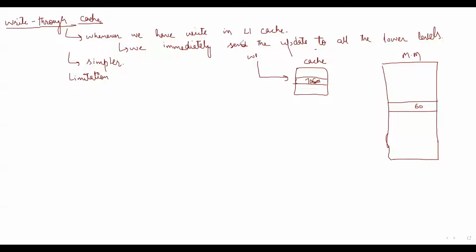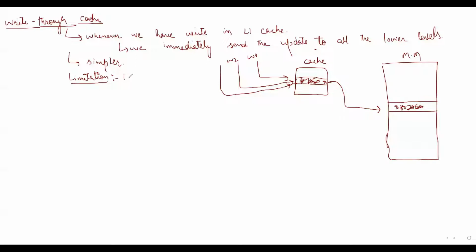So write 1 is saying make this 70. If this is a write through cache, I should immediately send this data here and make it 70 as well. Now let's suppose at the same time another write request comes, make this 80. So immediately I will send 80 here. Now another request comes, make it 90. Immediately I should make this 90 as well. So whenever we have a write, we are also sending the request to the lower levels. So that is the limitation.